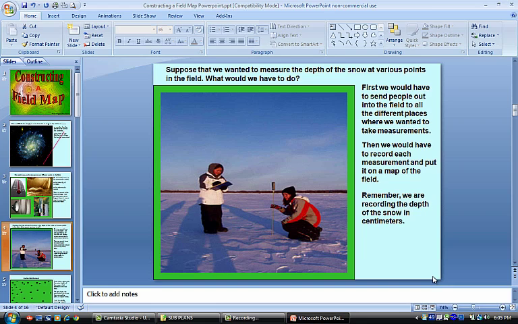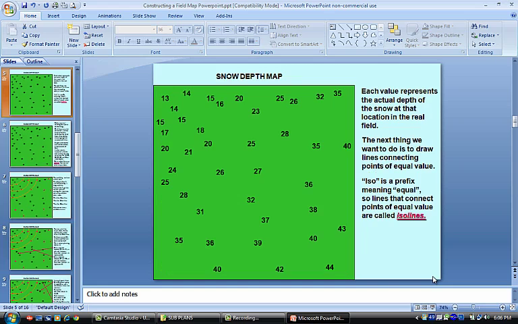Then we would record each measurement and put it on a field map. Now, in this case, we're measuring the snow depth in centimeters. Very important to use units and to make clear what units you're using. Okay, here we have a plot of a snow depth map. Different points along the area, people measured probably with a ruler how deep the snow was. So each value represents the actual depth of the snow at the location in the real field.